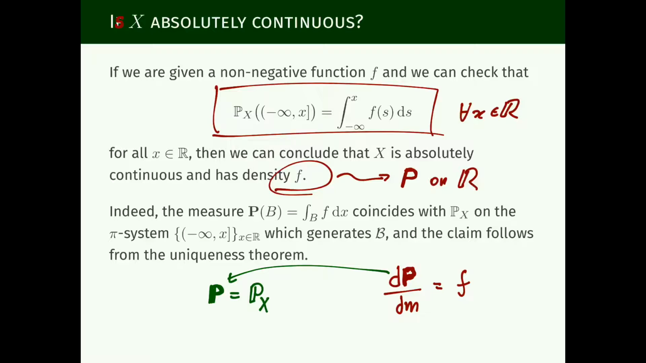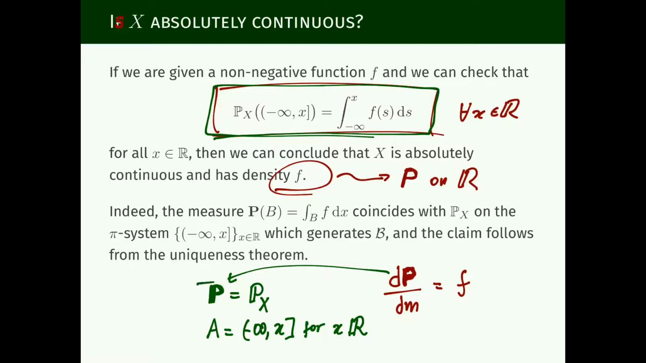And why? Because these two will coincide on sets A of the form minus infinity to x, for all real x. Why would they coincide? Well, we're assuming that we have checked this equality, which is exactly this equality when we evaluate these measures on the set A. And now we just note that the family of intervals of the real line that can be written in this form forms a pi system.